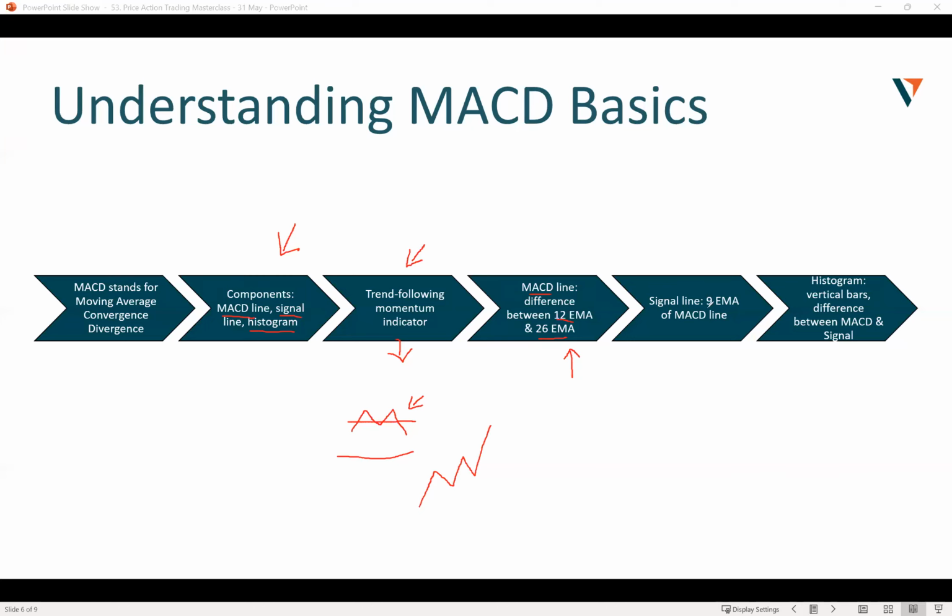We have our signal line. The signal line is calculated using the 9-day EMA applied onto the MACD line. Just understand generally how it works, and later on we'll move on to the interpretation of the signals. And then finally, we have our histogram. The histogram is the vertical bars that we see on our charts. It's the difference between the MACD and signal line. So these three components make up our MACD indicator. That's the basics of MACD.